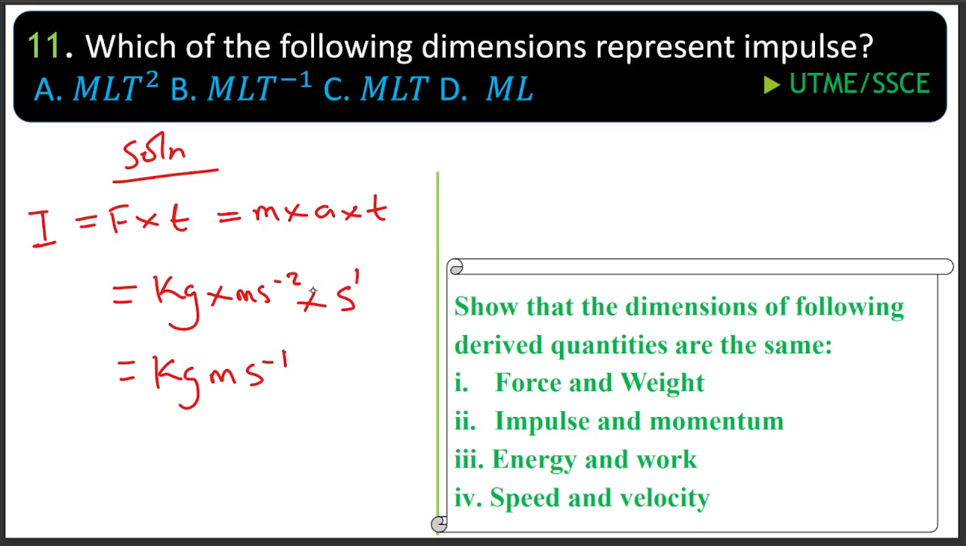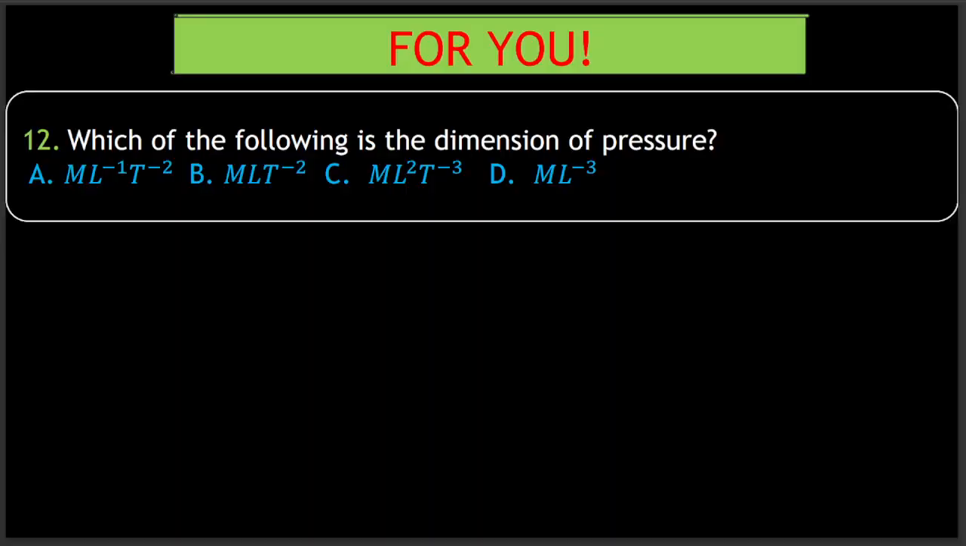So this is 1 on top, minus 2 plus 1 will give you minus 1. So this is what it will give us. Now, I know that the dimension for kg is capital M, for mass is capital M, and for length is capital L, and then for time is capital T raised to power minus 1. So this is the correct answer. So B is the correct option. Okay, so what about this one? Pause the video right now and give it a try.